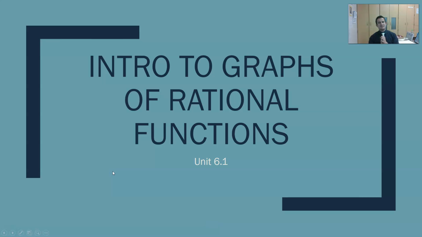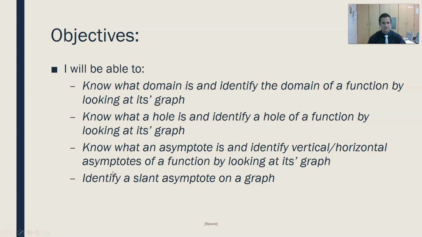So, as an introduction, before we get crazy into these different kinds of graphs, we're just going to introduce ourselves to looking at these different graphs, identifying the different critical pieces, the different critical characteristics of these rational graphs. So this is section 6.1. By the end of this lesson, this is what I hope you're able to do. I want you to know what the domain is. We're going to define what the domain is and identify the domain of a function by looking at its graph.